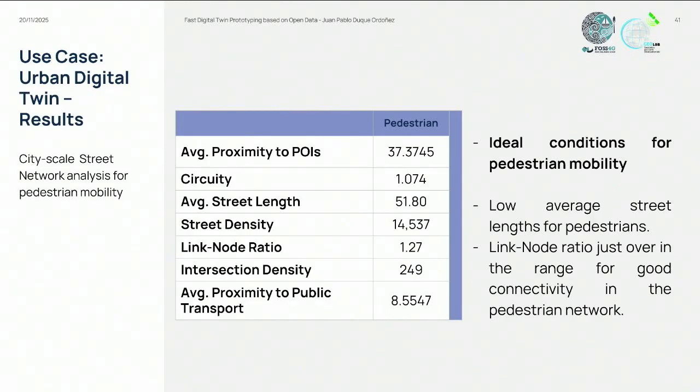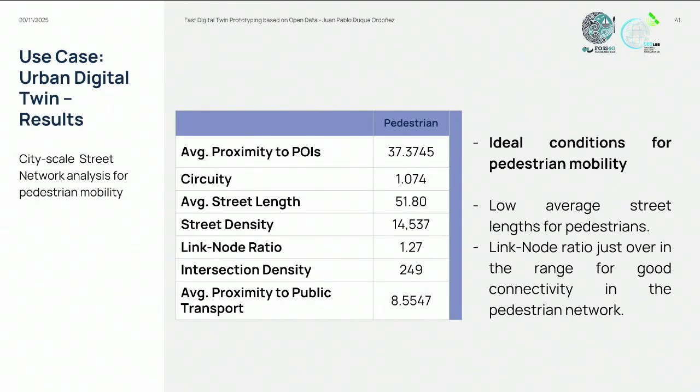So from the analysis of the street network for pedestrians, we also found some ideal conditions, at least from the topological side of the street network, with low average street length, and very good connectivity with something called the link-node ratio, that is how many intersections there are with respect to street segments, and also the intersection density, which is high for this kind of city.